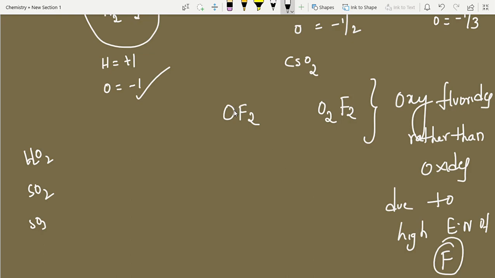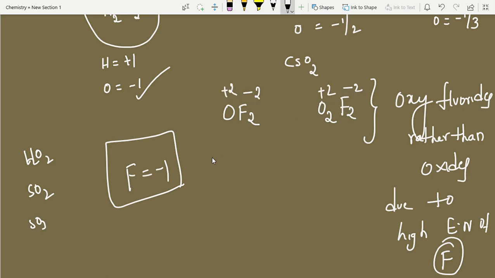Here, for the oxidation state of oxygen, if you are confused, go by the fluorine. Fluorine is always -1. So in OF2, oxygen is +2, and in O2F2, each oxygen is +1. We have to calculate oxidation states like this. Clear? Next, the last group, that is what, students?